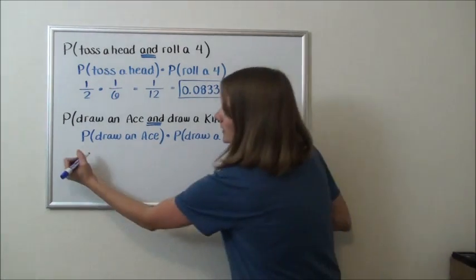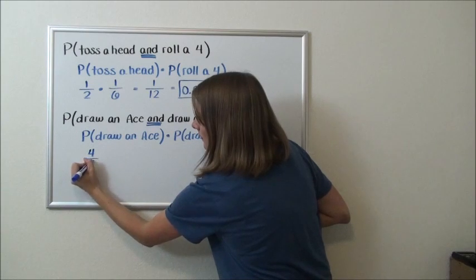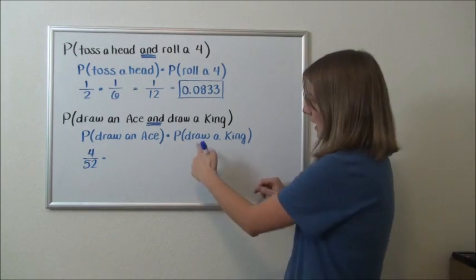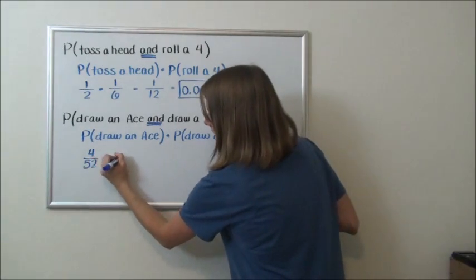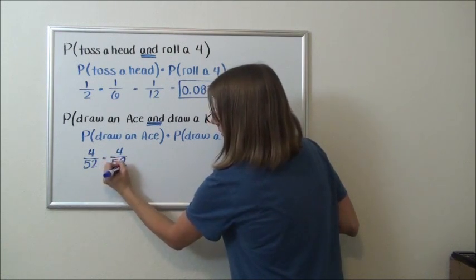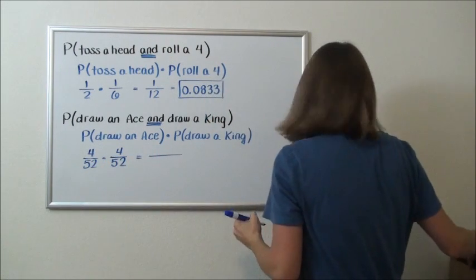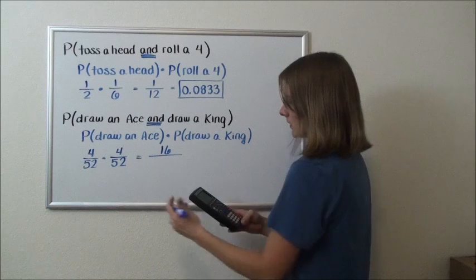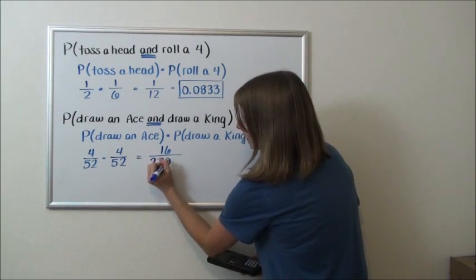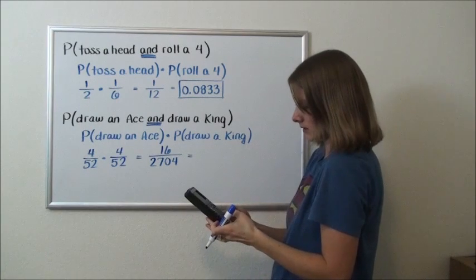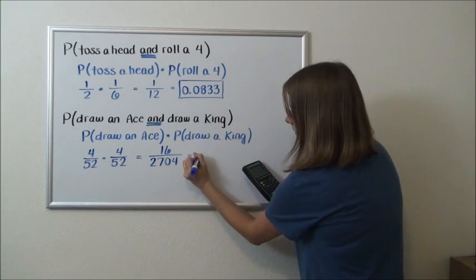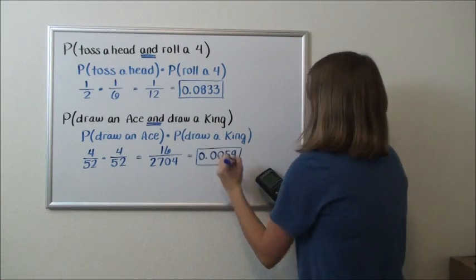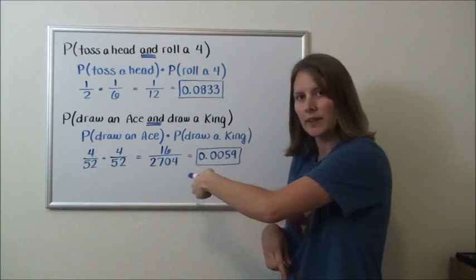There are 4 aces in a deck of 52 cards. And I'm assuming that once the ace has been drawn, it gets tucked back into the deck and reshuffled, and now I go to draw my second card. There are 4 kings in a deck, and again, 52 cards in the whole deck. If I multiply straight across, I get 4 times 4 is 16 on top. On bottom, I've got 52 times 52 is 2704. When I do my division to get my decimal, that'll round to 0.0059.